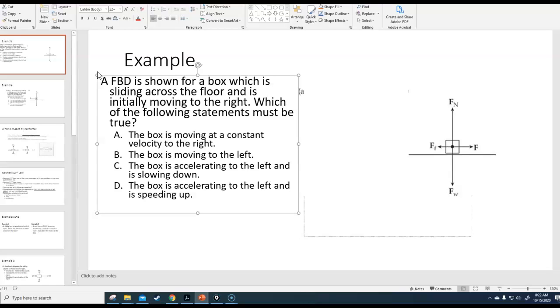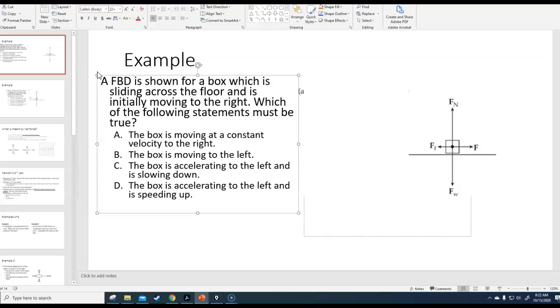Okay, so let's do some examples just to review. We have a free body diagram here to the right, and it says an FBD is shown for a box which is initially sliding across the floor and moving to the right. Which of the following statements must be true? Now, remember that you cannot look at an FBD and know which way the object is moving.